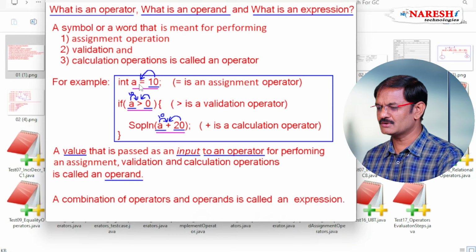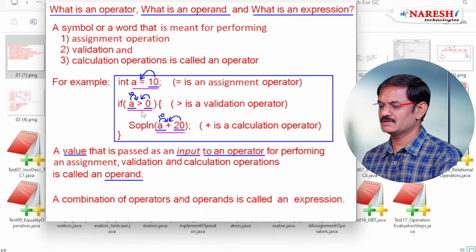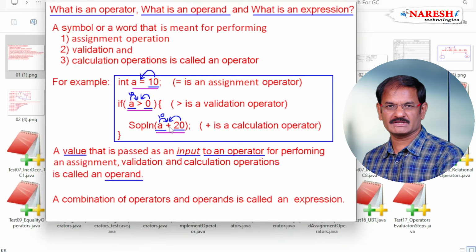Welcome back, guys. Last session we discussed what is an operator, what is an operand. Now let us discuss the next important word, expression. What is an expression? a = 10 is one expression. a > 0, one expression. a + 20, one expression.